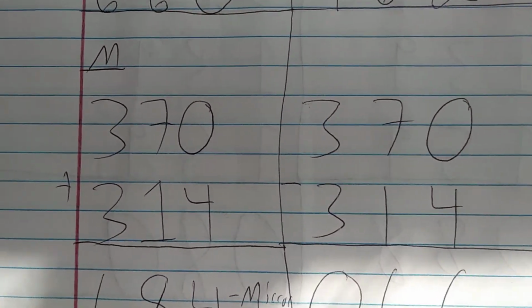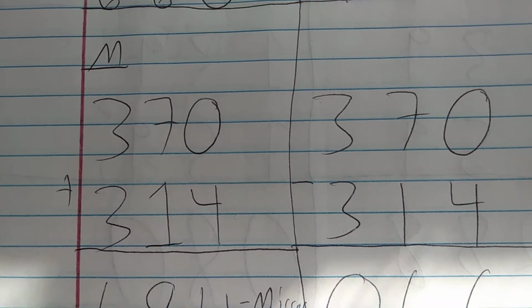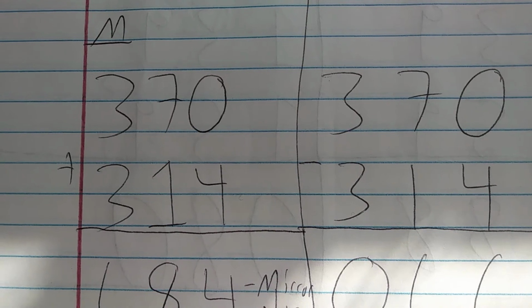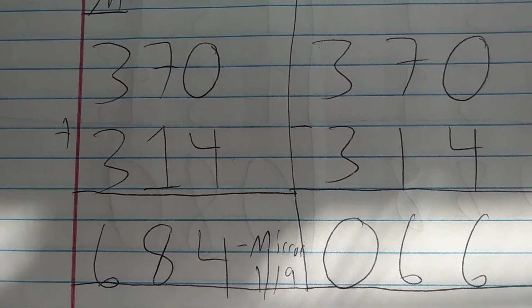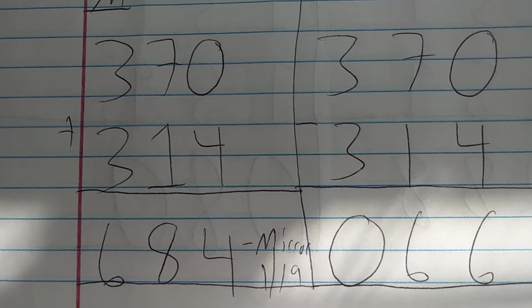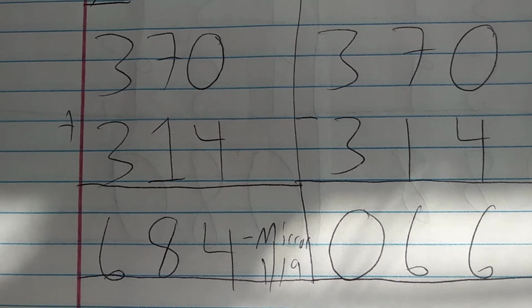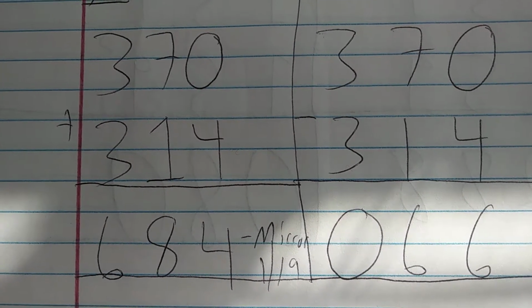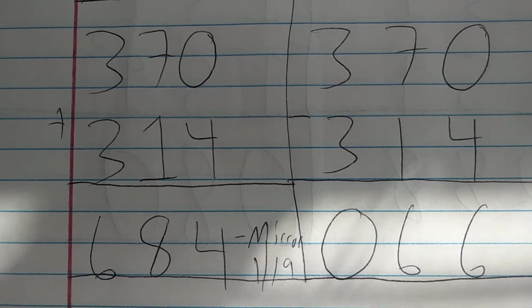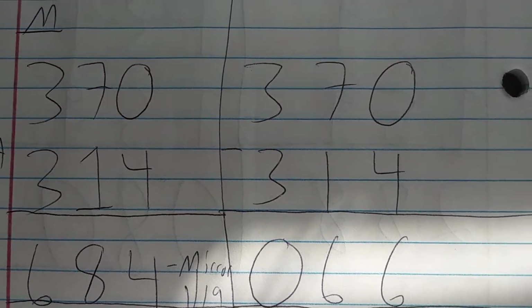You're going to mirror the 825 to 370. Going to add 3 plus 3, which is 6. 7 plus 1 is 8. And then 0 plus 4 is 4. So 684. That one hit on January 19th.